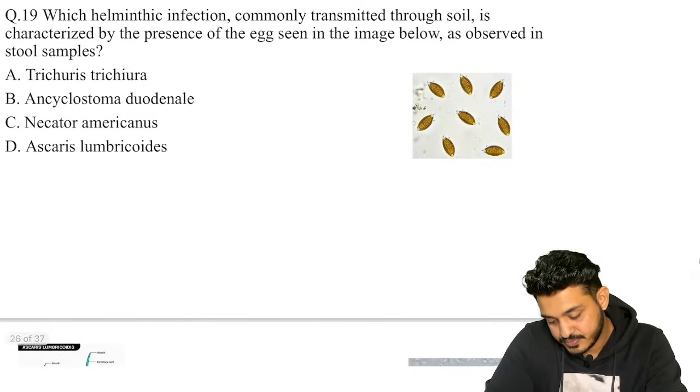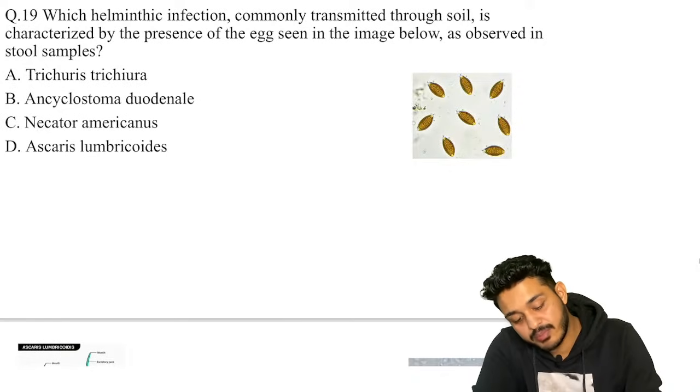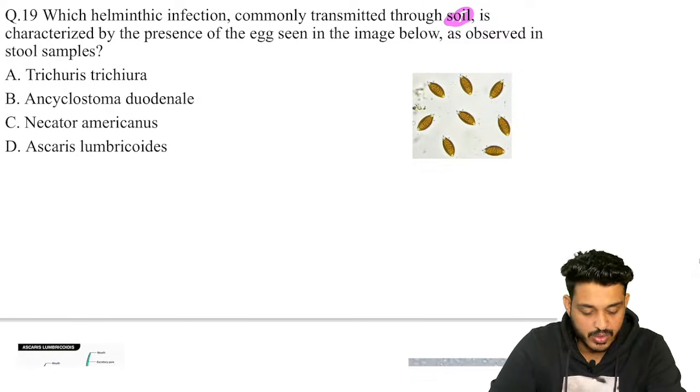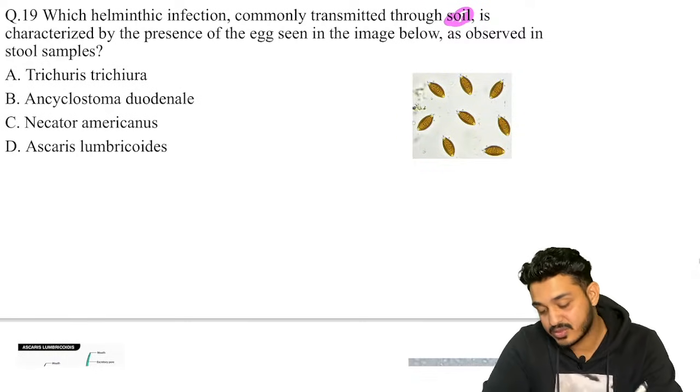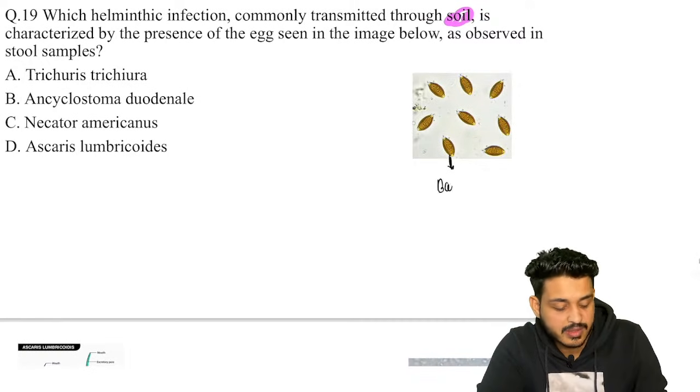Next question, which helminthic infection is commonly transmitted through soil? Very important, through soil, and is characterized by the presence of eggs seen in the image below as observed in the stool sample. What kind of eggs are they? They are barrel shaped eggs.